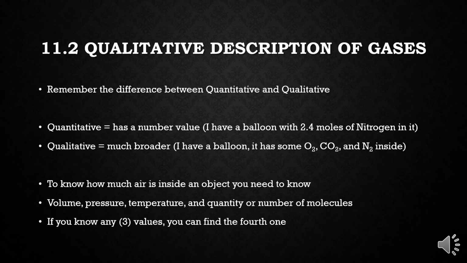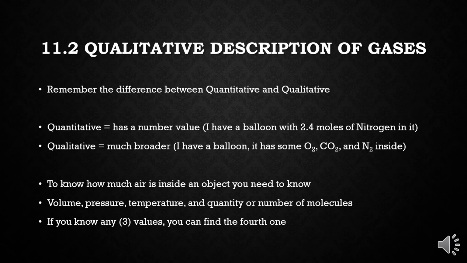So remember the difference between quantitative and qualitative. You guys remember that quantitative is anything that has a number value. I have a balloon, it has 2.4 moles of nitrogen in it. That has a certain weight, which I can calculate. Qualitative is much broader. I have a balloon, and I know that it has oxygen, carbon dioxide, and nitrogen gas inside of it. I don't know how much. I just know that it has it in there. It's good. It's data, but it just doesn't tell you a lot about your data.